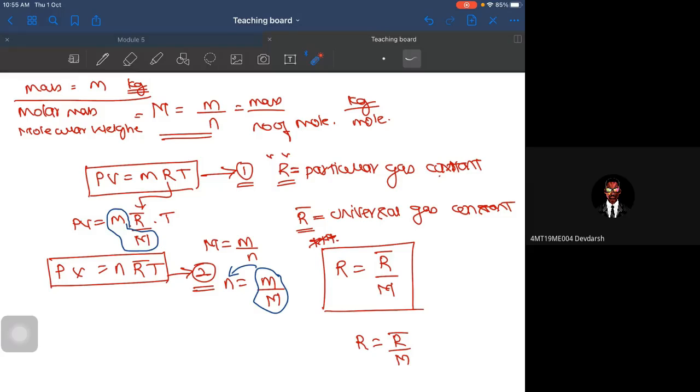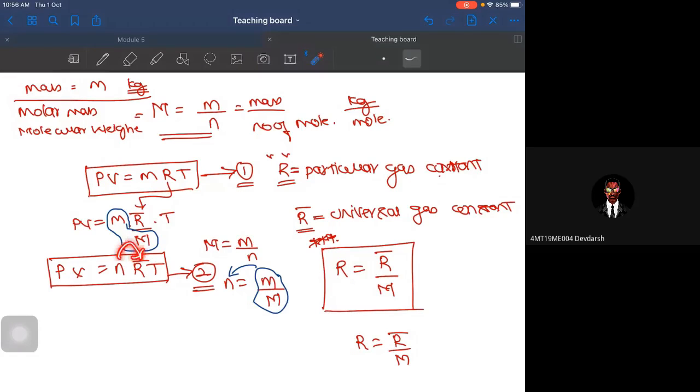Okay, so what is the difference between these two? What is m, what is R, what is n, and what is R bar? R bar is the universal gas constant. Yes, correct. R is the particular gas constant. Very good. m is mass, very good. n is the number of moles.